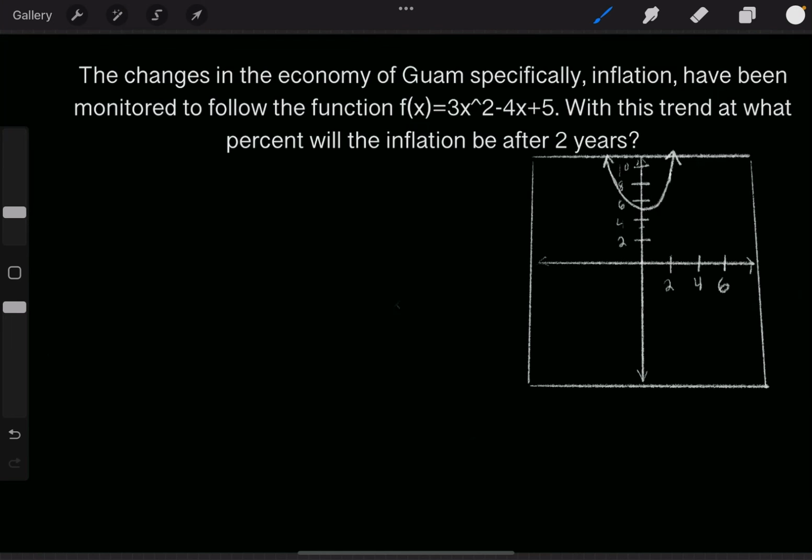The changes in the economy of Guam, specifically inflation, have been monitored to follow the function f of x equal to 3x squared minus 4x plus 5. With this trend, at what percent will the inflation be after 2 years? Now we can write the limit as x approaches 2 of 3x squared minus 4x plus 5. Now we can simplify this by using the sum and difference rule.